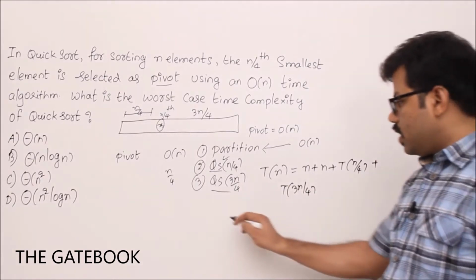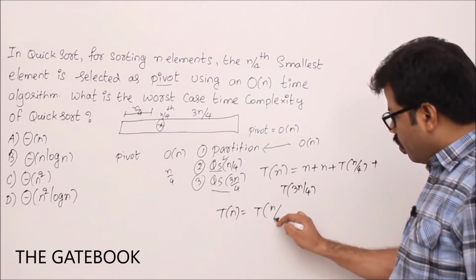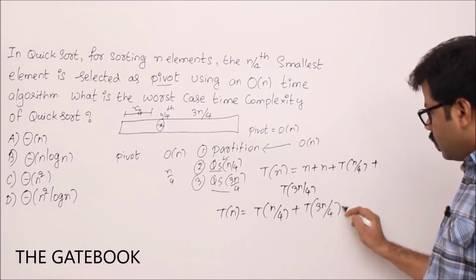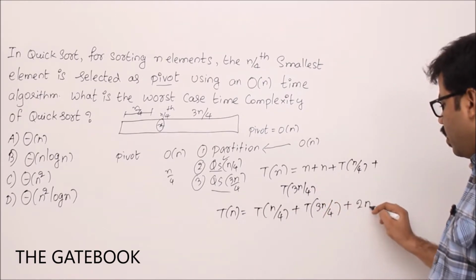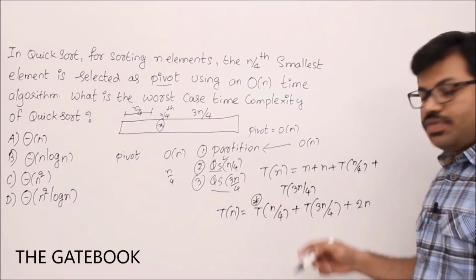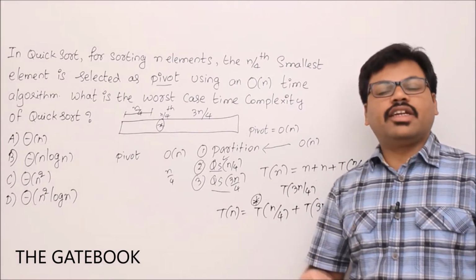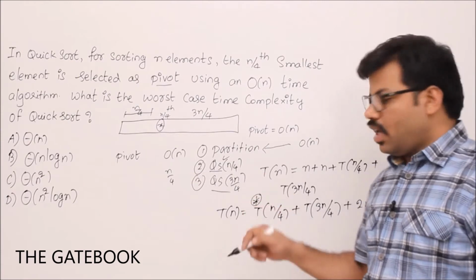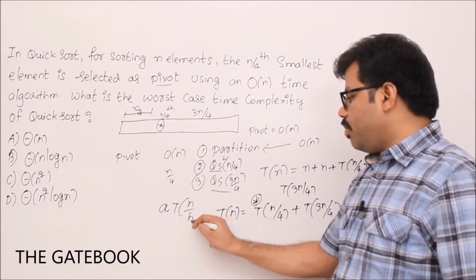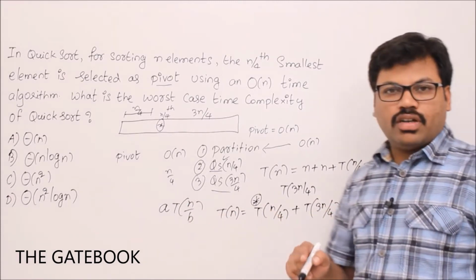So the total time complexity, if you see, is T of n equal to T of n by 4 plus T of 3n by 4 plus 2 into n, correct? But we never solved this kind of recurrence relation. In divide and conquer, we know the recurrence model is a into T of n by b. Always we should have a problems, each of size n by b. But here we have one of size n by 4 and one of size 3n by 4. Then how to solve it?